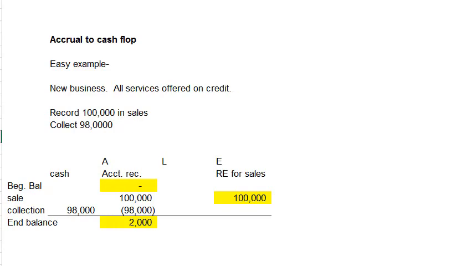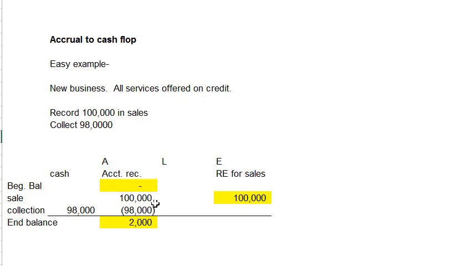So you can see here I've set up the equation for you, and I've done some transaction analysis here in the accounting equation. So we're assuming that only these two transactions have taken place. The company recorded $100,000 in sales revenue. Those sales were sales on credit. So since it's a new company, the beginning balance in accounts receivable is zero.